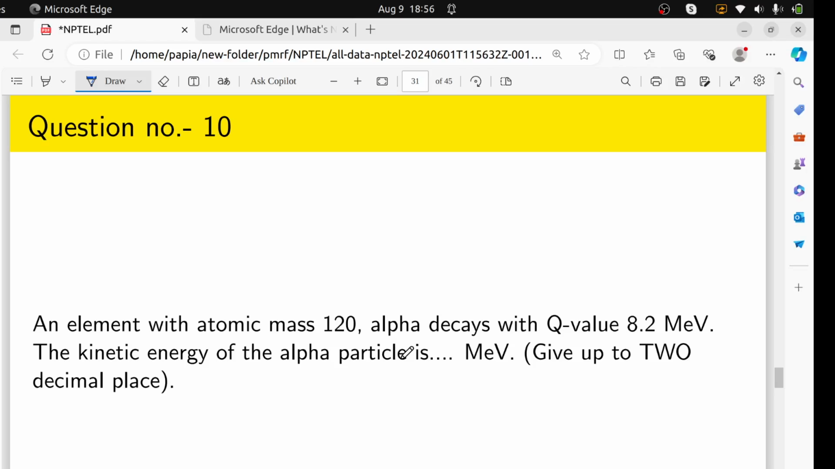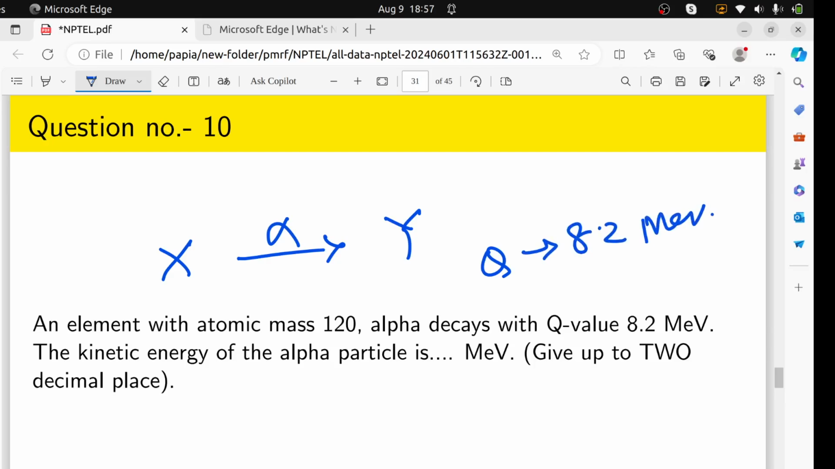Okay, so question number 10. An element with atomic mass 120 alpha decays with Q value 8.2 MeV. The kinetic energy of the particle is how much in MeV? Give up to 2 decimal places. An element, let's say X, is going through alpha decay to Y. The Q value for this reaction is 8.2 MeV. And atomic mass for this element is 120.